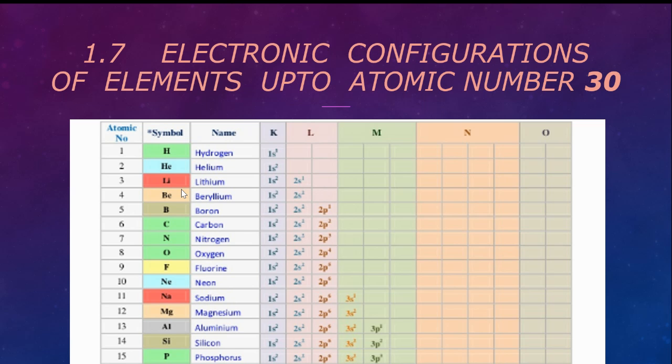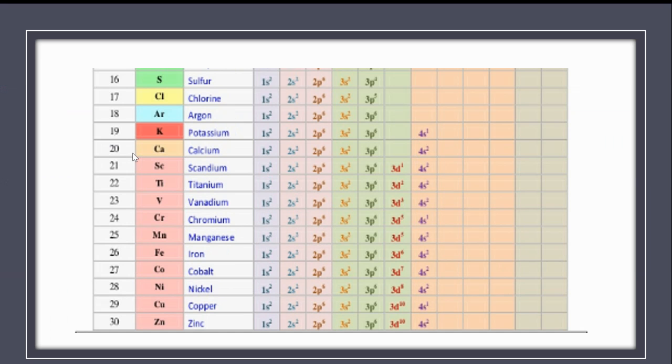In this slide we have given the electronic configuration of elements up to 15, that is phosphorus. The next page has the electron configuration starting from sulfur to zinc. So this is how the electron configuration should be written.